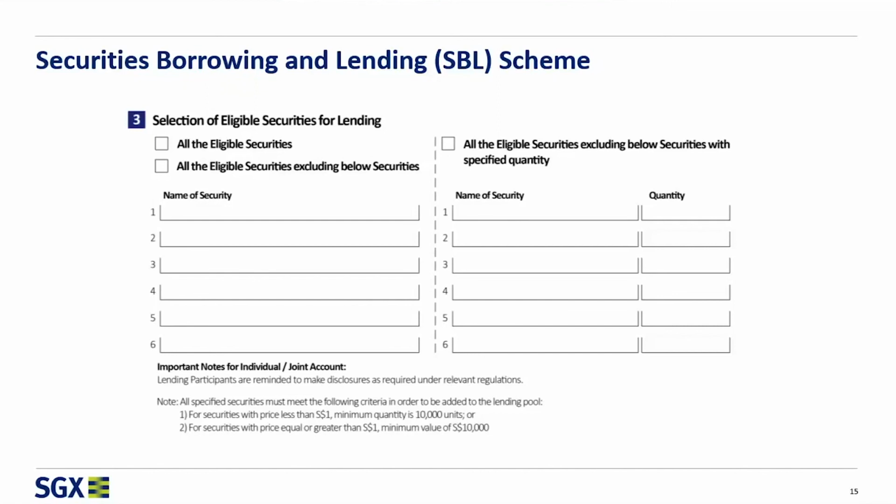So you might say that, hey, I want to lend out half of my quantities. I only want to lend out half of my 10,000 shares of stock A, half of my 10,000 shares of stock B, and half of my 10,000 shares of stock C. So you will take this all eligible securities, excluding the securities with the specified quantity, and you can specify that you only want 5,000 shares of each to be put into the lending pool. Okay. Once again, why you might want to do that, we will explore that very quickly in a while.